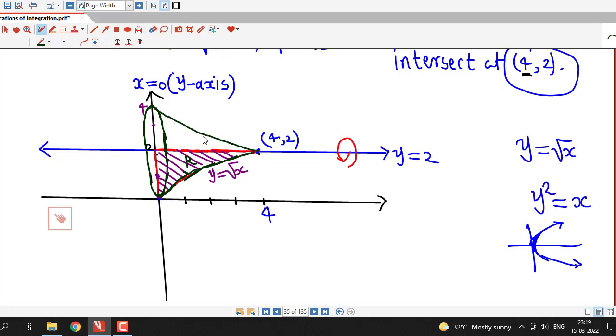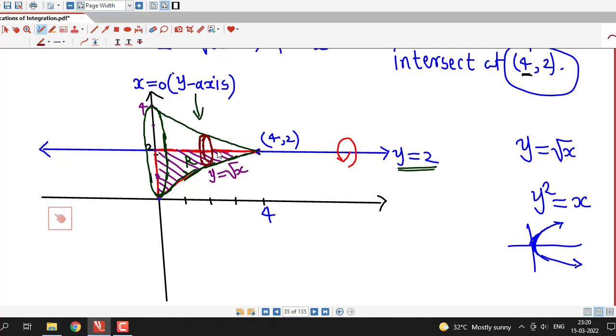So for that we consider the slice of this solid. We consider the cross section of this solid perpendicular to the axis of rotation. So we consider slicing in this direction, which is parallel to the y-axis, and we may see that the cross section will be a circular disc. So if we consider the cross section perpendicular to the line y equal to 2, we will have this type of circular disc.